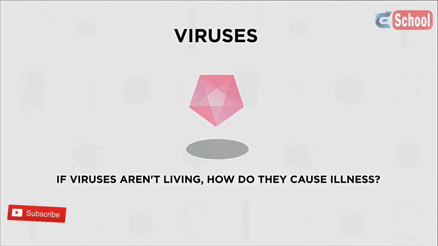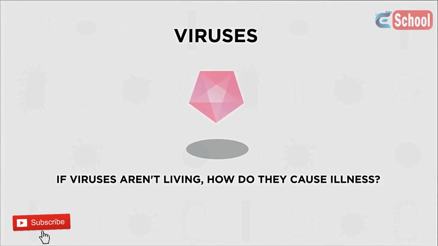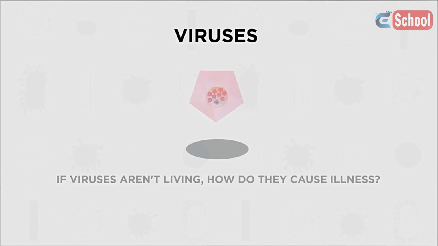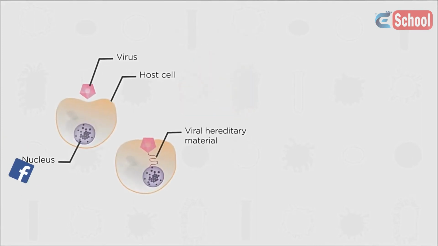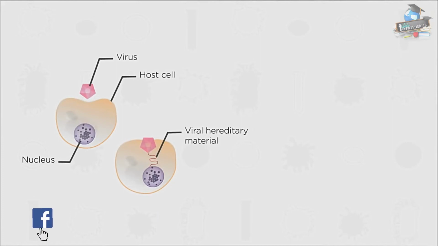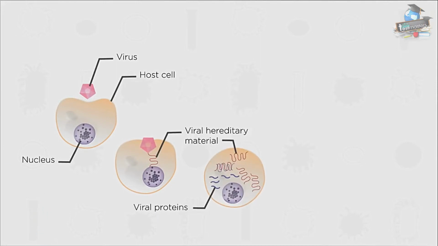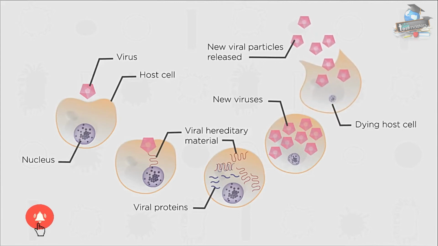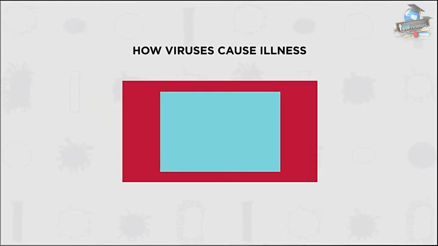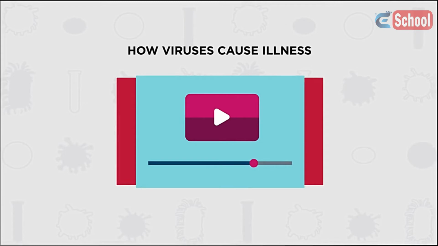So if viruses aren't living, how do they cause illness? Viruses are parasites. They can only reproduce in other living cells. They enter a host cell and hijack the host's genetic machinery. They make copies of their own viral genetic material instead and produce lots more virus particles. After lots of virus particles have been made, the host cell dies and the viral particles are released to infect more cells. The released viral particles can also spread to other people. There are actually two different ways in which a virus attacks the host cell, which we will look at in more detail in another video.